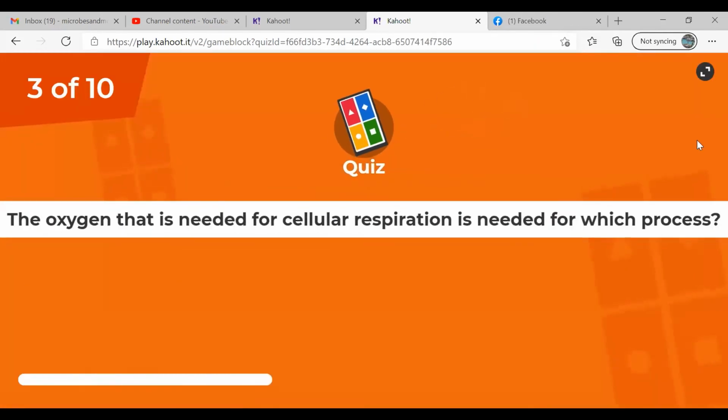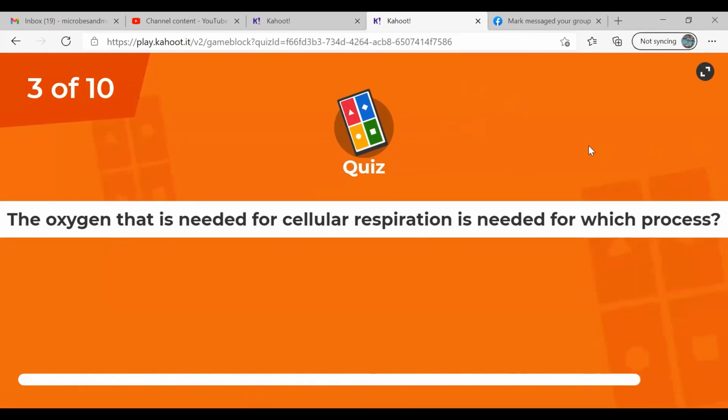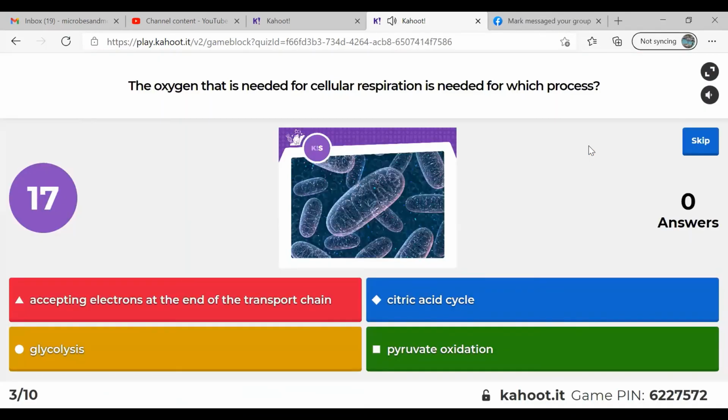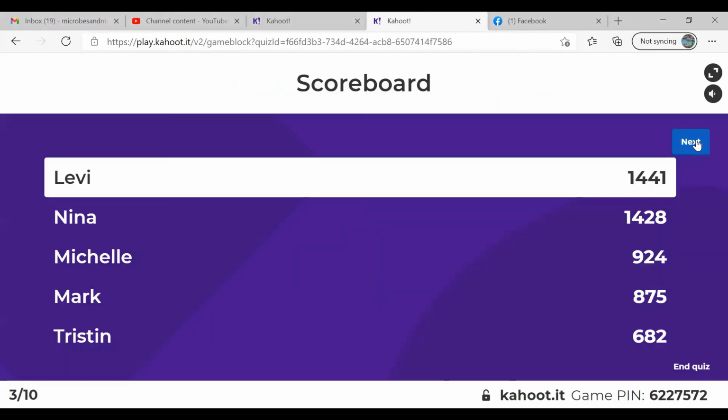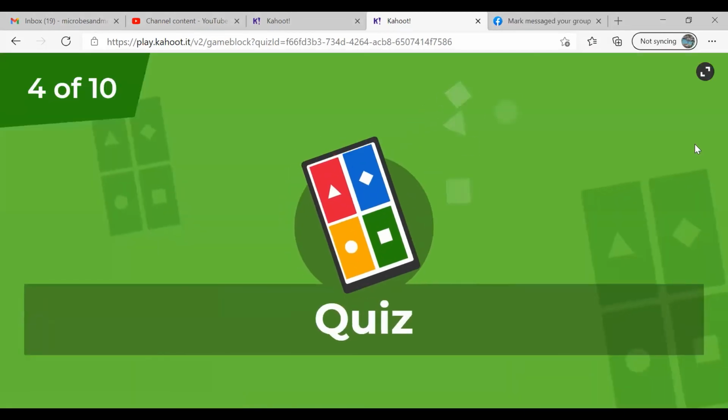Question 3, the oxygen that is needed for cellular respiration is needed for which process? I just told you that. Hopefully you remember what I said. And the correct answer is the electron transport chain, and nobody got that one right. Pyruvate oxidation is where we break down pyruvate to acetyl-CoA. There's no oxygen involved there, although we do release carbon dioxide. All right, no change in points.